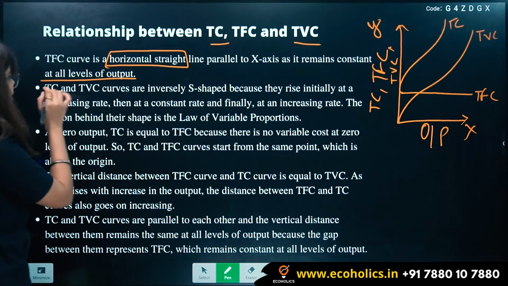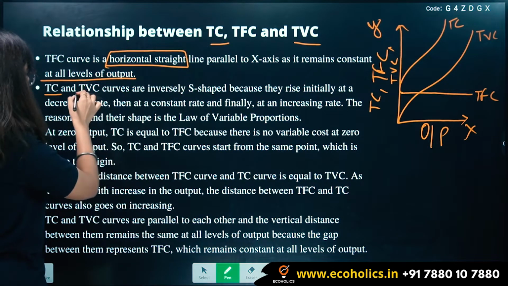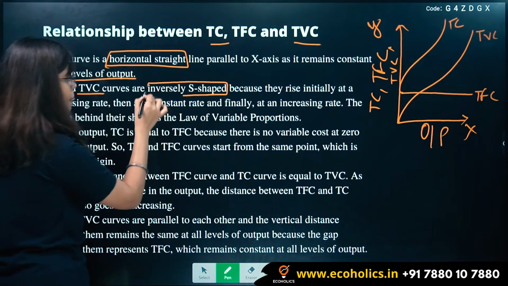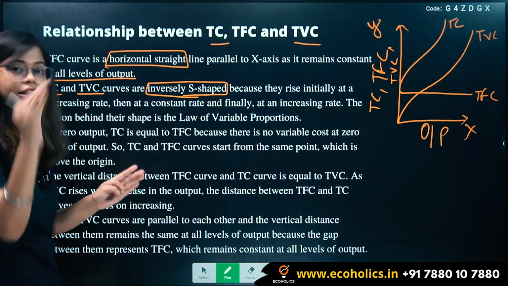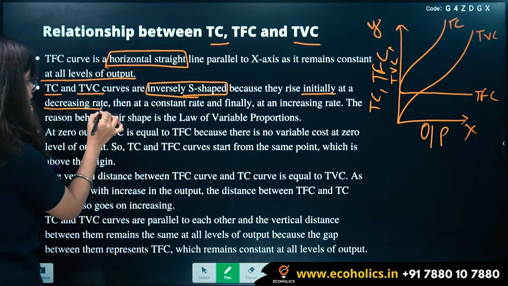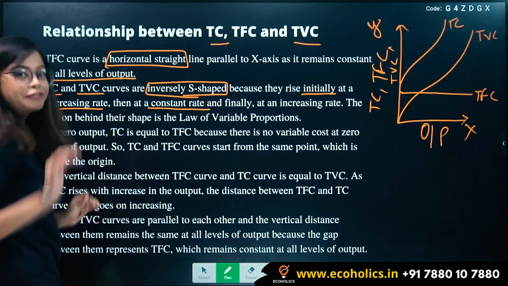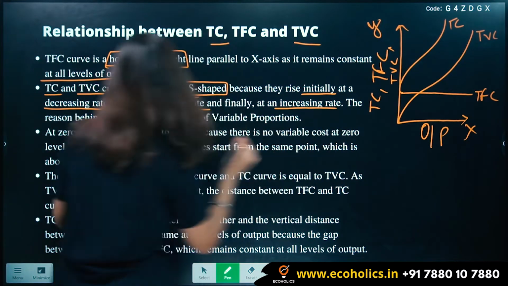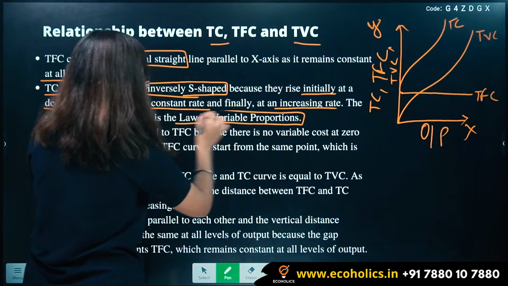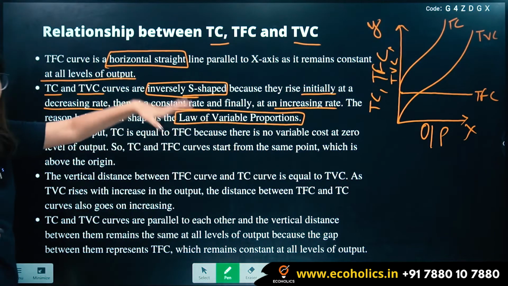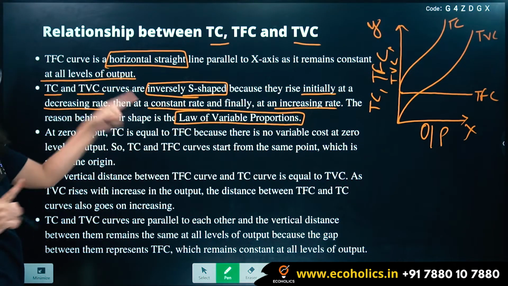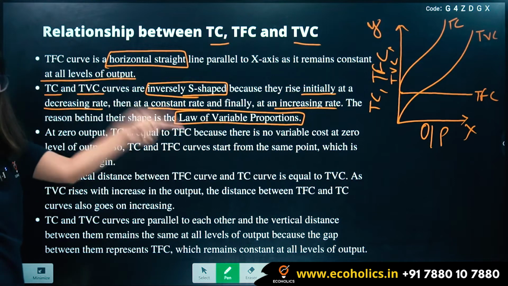Next, TC, total cost, and TVC curves are inversely S-shaped. Why inversely S-shaped? Because they rise initially at a decreasing rate, then at a constant rate, and finally at an increasing rate. The reason behind the shape is the law of variable proportions. So here comes the secret. Why is it inversely S-shaped? It is inversely S-shaped because of the law of variable proportions.